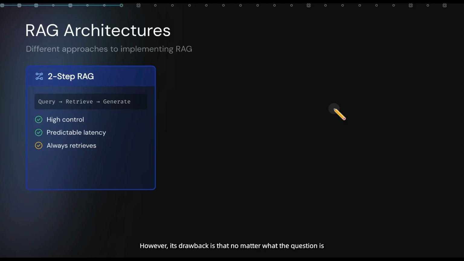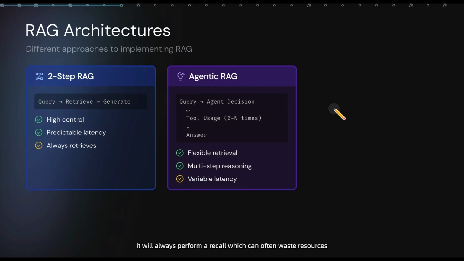However, its drawback is that no matter what the question is, it will always perform a recall, which can often waste resources. To address this issue, we have developed agent RAG. This is also the most common form in use today. Here, an agent tries the process, first determining whether a recall or retrieval is necessary. If retrieval is needed, it can perform multiple rounds of retrieval and use different tools and methods for searching and recalling information.